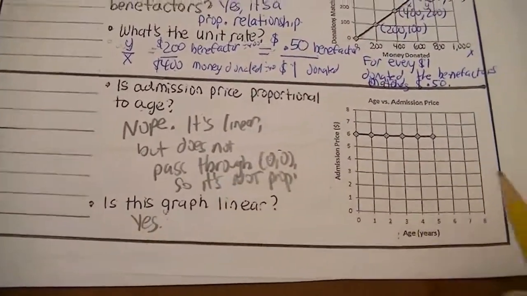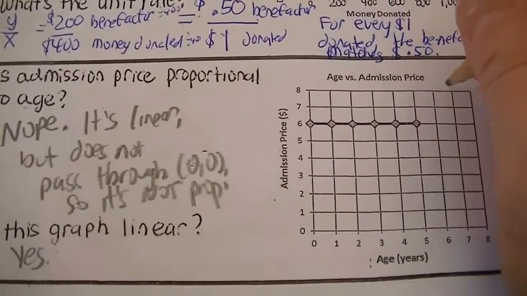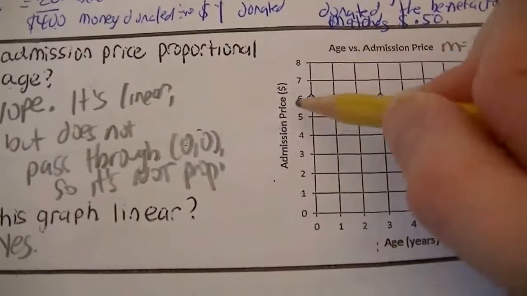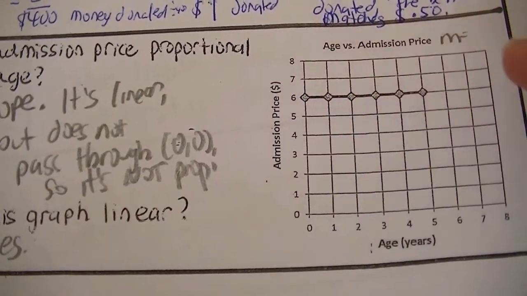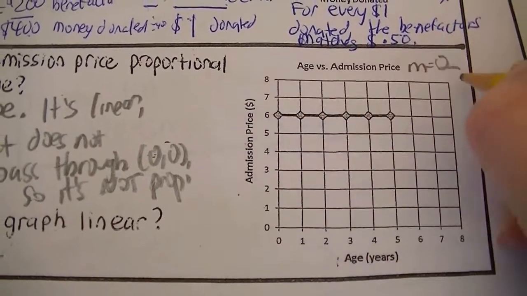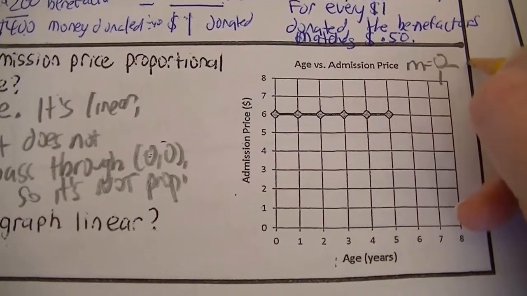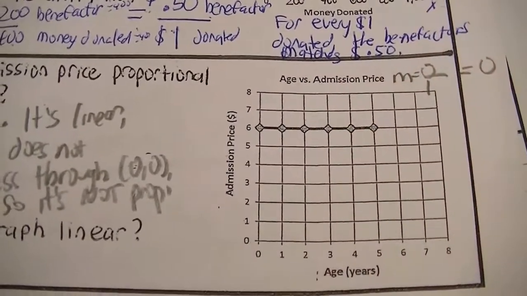So is the graph linear? Yep. Hey, look, since I told you that whenever a graph is linear, you could totally figure out the slope. So we don't go up. We go up 0 to the right 1. Up 0 to the right 1. So our slope is 0 for this graph right there.